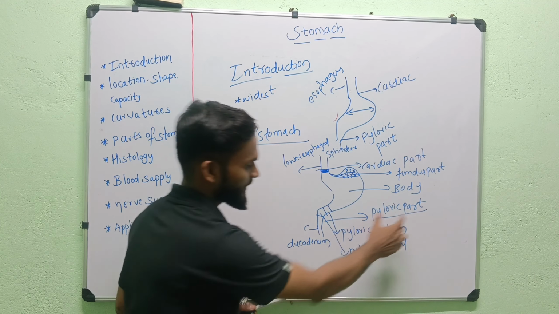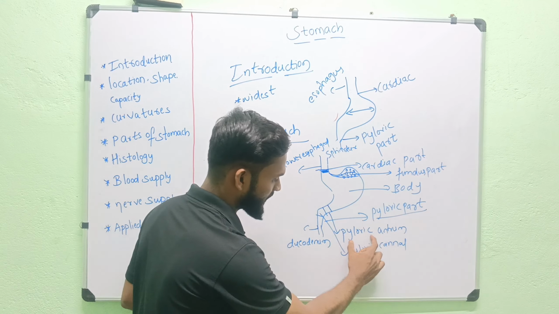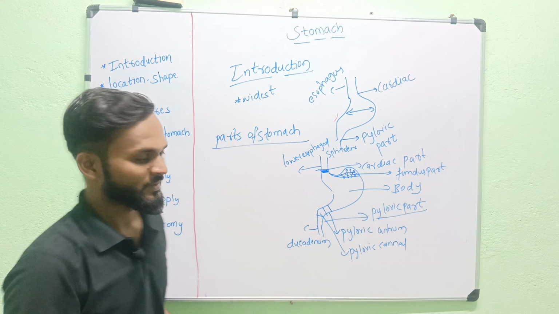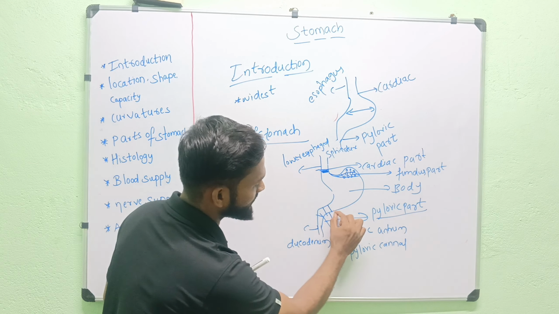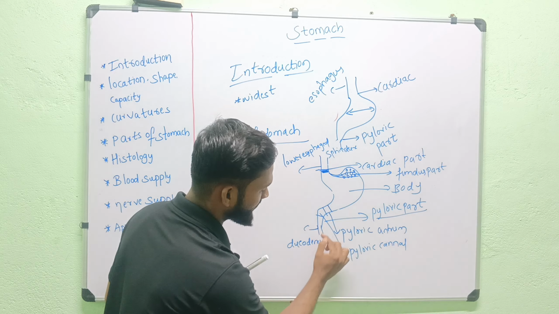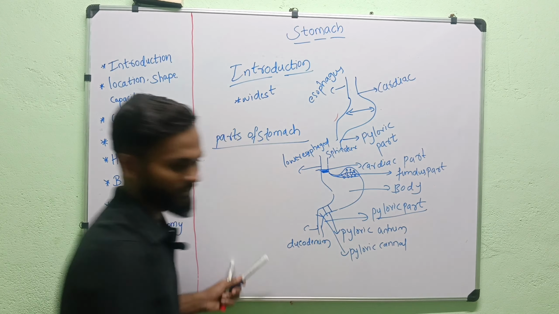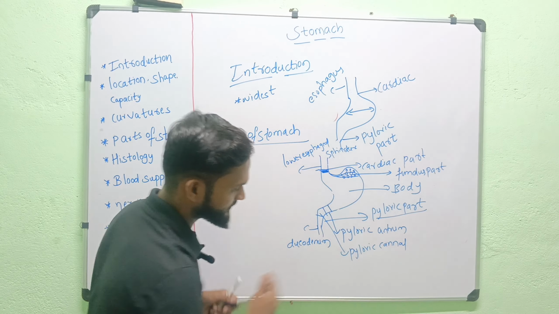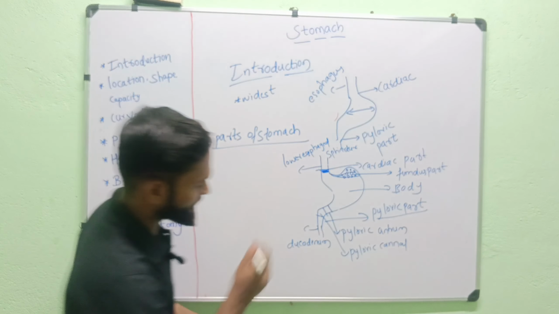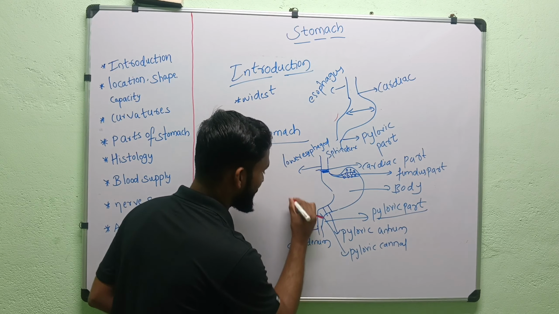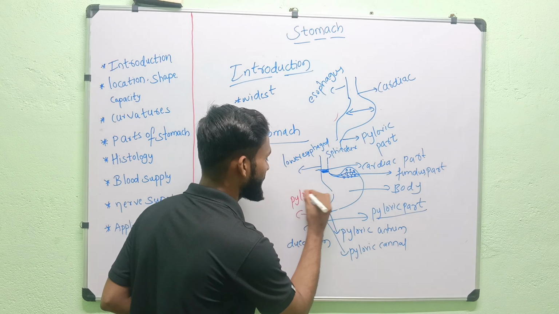The pyloric part is divided into two parts. One is the pyloric antrum part, and another is the pyloric canal part. The pyloric antrum is connected with your stomach, and the pyloric canal, the second part, is connected with your duodenum. In the pyloric canal there is a sphincter. This sphincter is known as the pyloric sphincter.